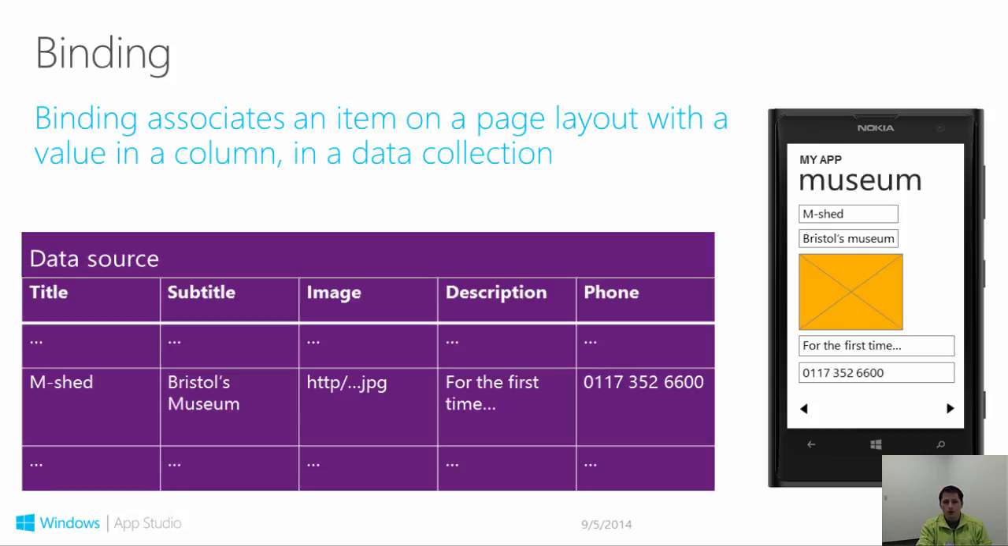In this example, you can see our schema contains a title and subtitle, which have been bound to the two text controls above the image. So each time you view a museum, the information from your collection will be displayed in those two text controls.